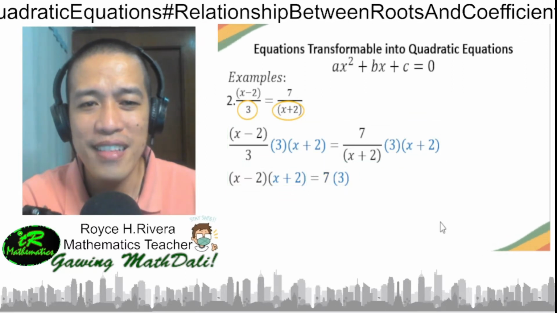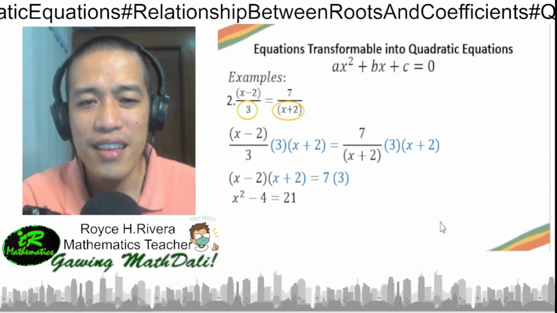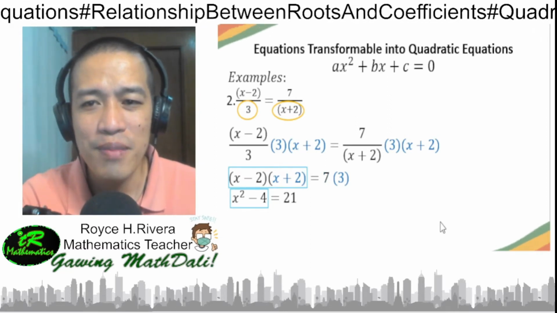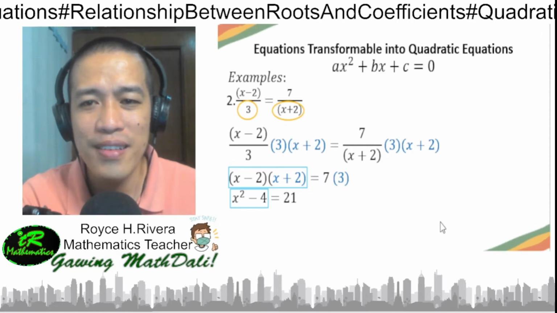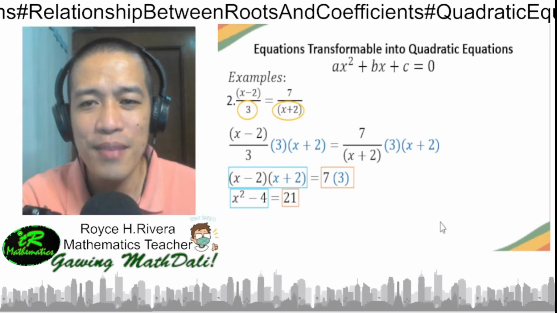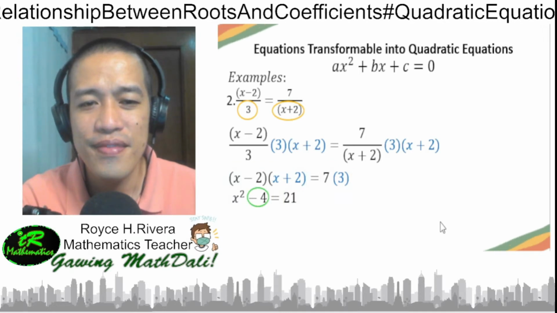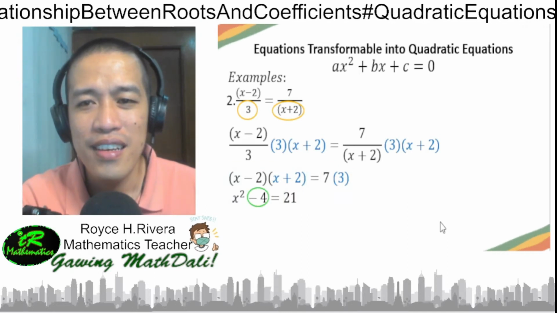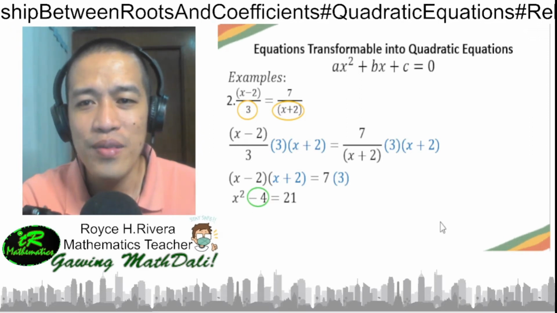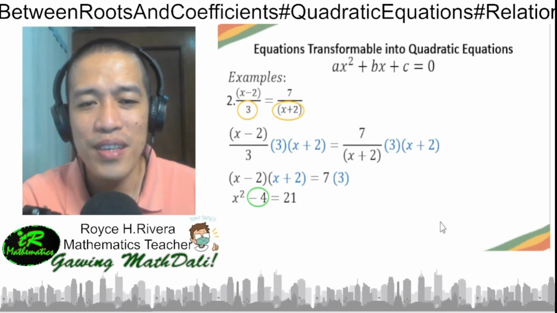Now, we will proceed. The product of x minus 2 and x plus 2 is x squared minus 4. Then 21 is the product of 7 and 3. Now, I will use extracting the square root to get the roots of this equation.